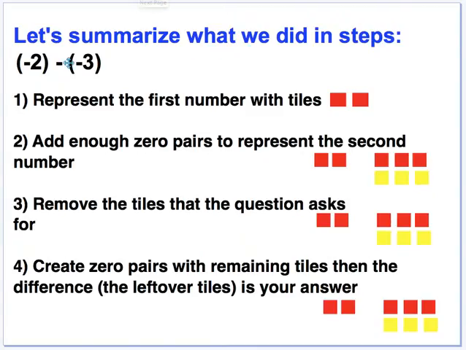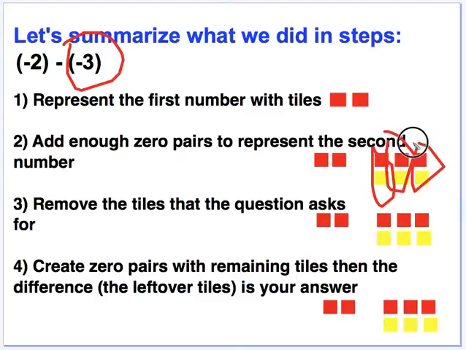Let's just summarize this in steps. The first thing is you represent the first number with tiles. The first number is our negative 2 in this case. So here's our 2 negative tiles. Number 2, add enough 0 pairs to represent the second number. This is only when we're doing subtraction. Just remember, keep that in mind. How do we represent 3 negatives? So it says, for a moment, just ignore the negative sign and say, I need 3 0 pairs. 1, 2, and 3. I got 3 0 pairs to go.